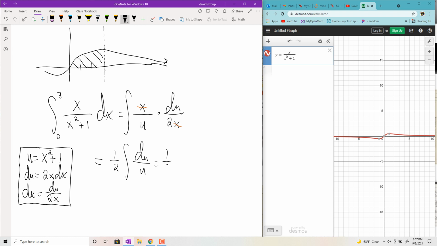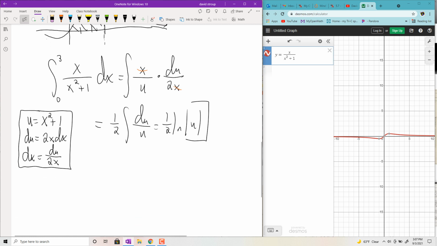And of course, that's your natural log integral. So ln absolute value of u. This is a definite integral, so I have to remind myself to evaluate. Oops, and I can't put the limits in just yet because I'm still in terms of u. I would have to change them if I put them in right there. So I got 1/2 ln absolute value back subbing x squared plus 1, and now I can put my limits back in.